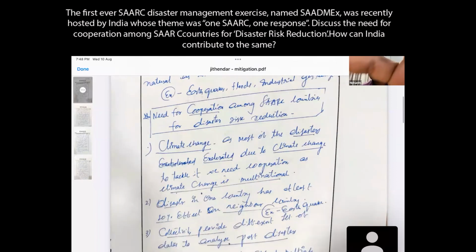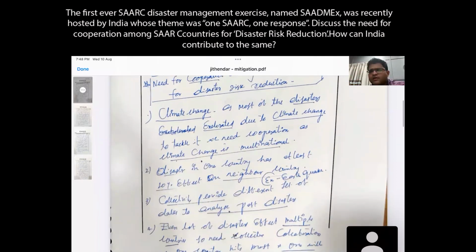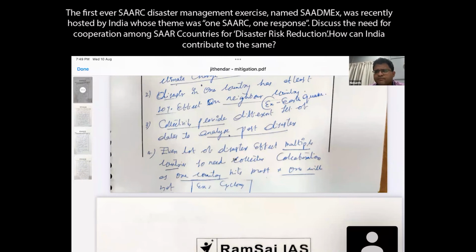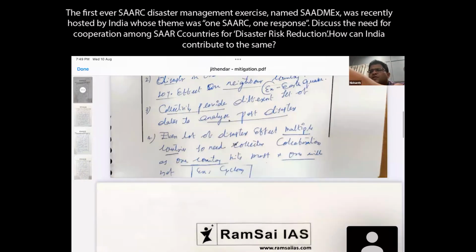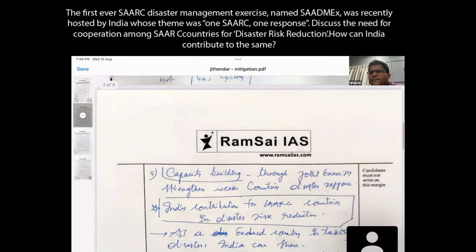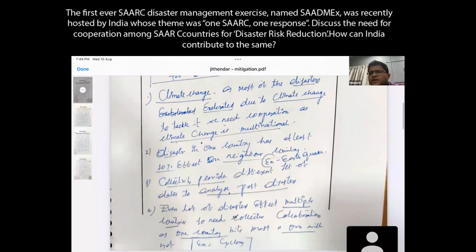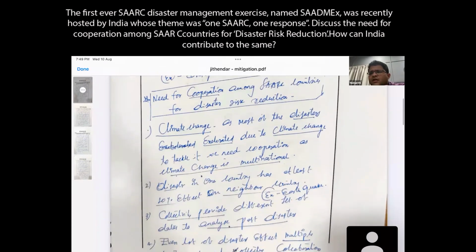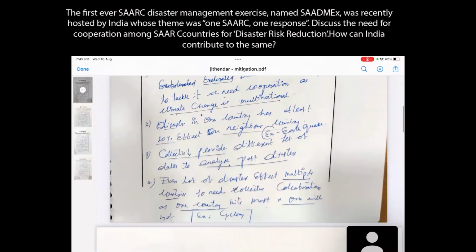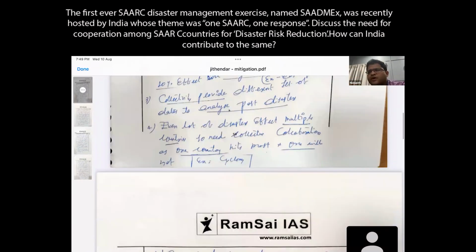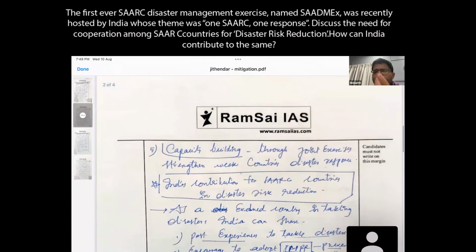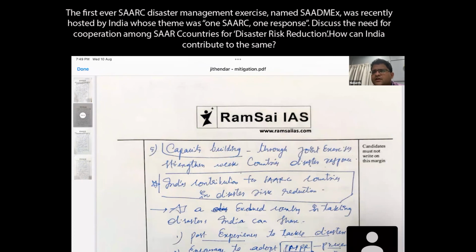Okay, post disaster. Okay, multiplied. Okay, cyclones. And you have to write that all these are in the same geographical region. I forgot it, I'll mention it. You have to mention it because most of them are in the same geographical region, right? Capacity building, yes.